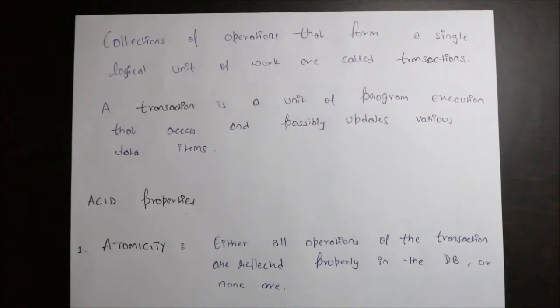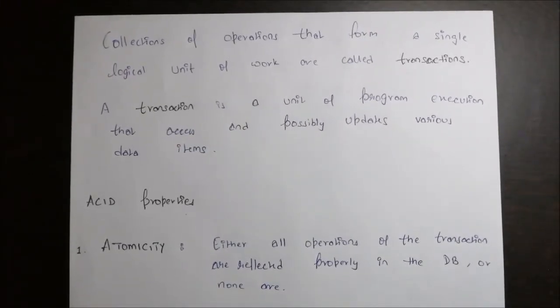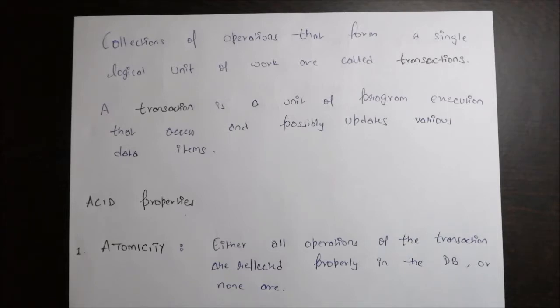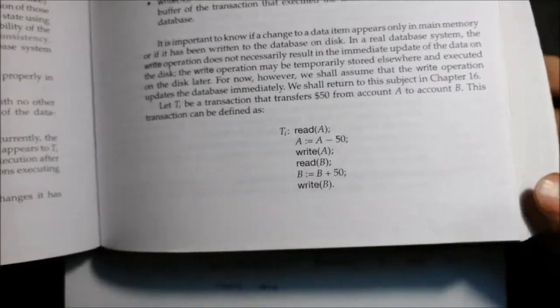In the series of videos on transaction management, first we are going to learn what a transaction is. A transaction is nothing but a collection of operations that form a single logical unit of work. There are many operations performed on various data items, and the collection of those operations is known as a transaction. An example of a transaction is this.